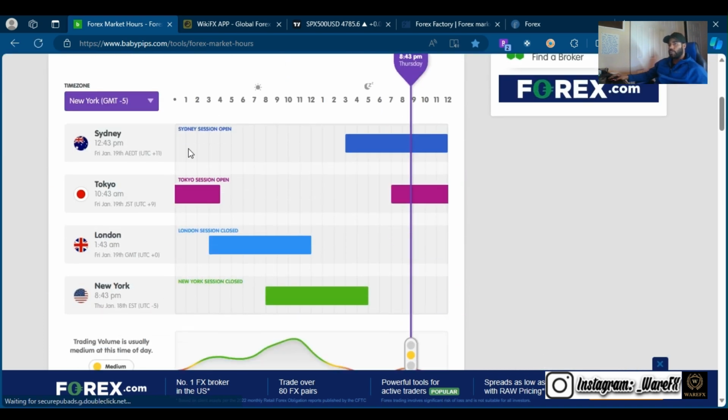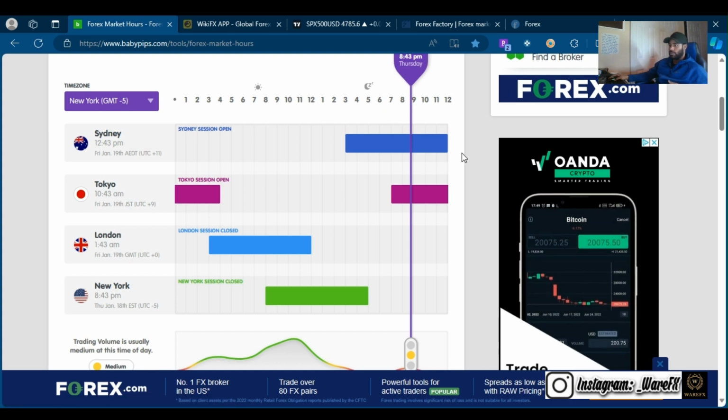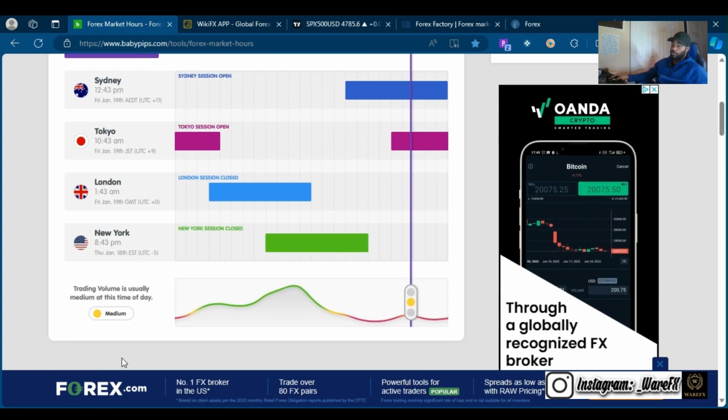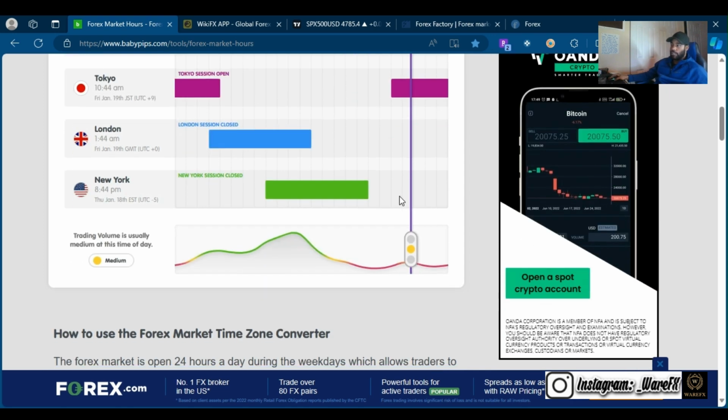This tells you what time the session opens and the session closes. It also shows how much volatility there is during that session. So right now, it's 8:44 p.m. Eastern Standard Time. The Sydney session is open and the Tokyo session is open. And the volume right now is yellow, and yellow is medium. So trading volume is usually medium at this time of the day.